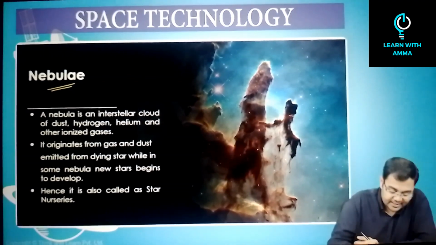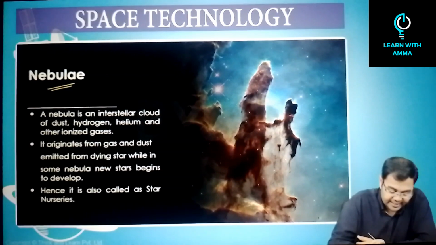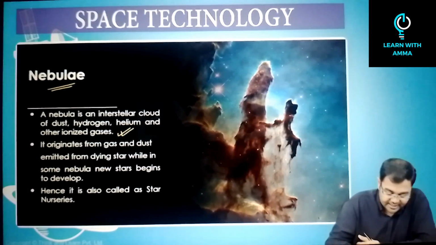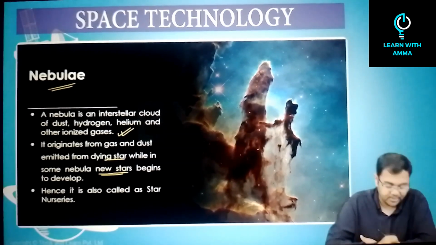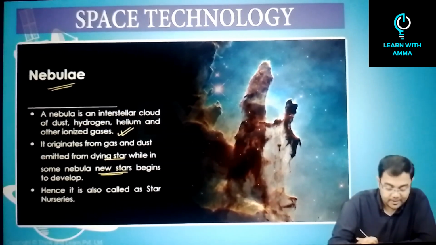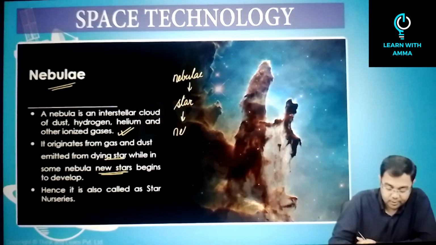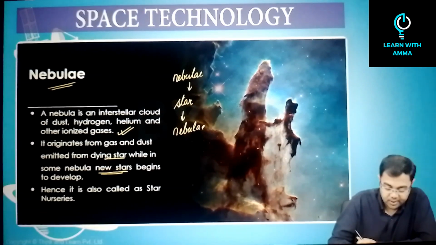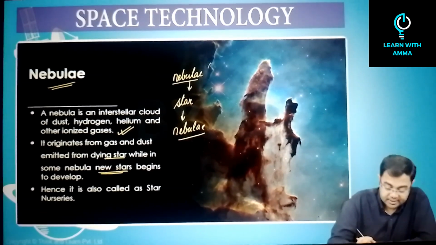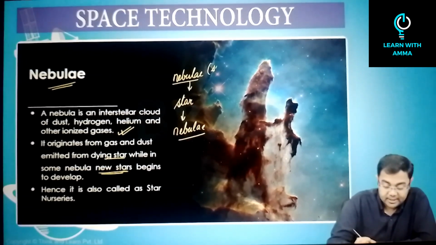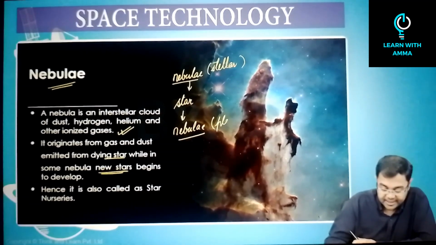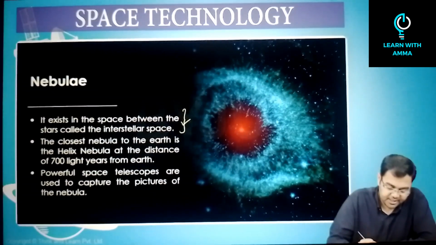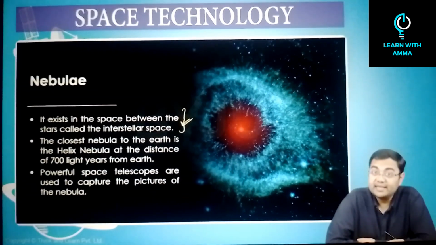So nebula: interstellar cloud of dust, hydrogen, helium and other ionized gases, originates from gas and dust emitted from a dying star, while in some nebula new stars begin to develop. So that's why I am saying that nebula can lead to the formation of a star, and death of a star can also lead to the formation of a nebula. Both the situations can happen. This kind of nebula normally is called a stellar nebula, and this kind of nebula is normally called a planetary nebula. It exists in the space between the stars, which is also called interstellar space.